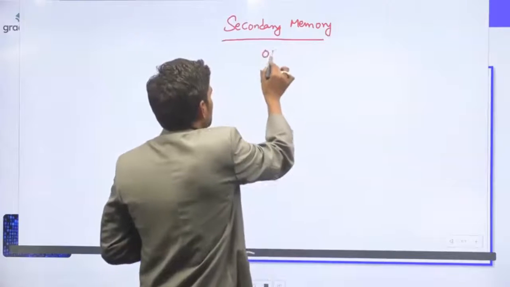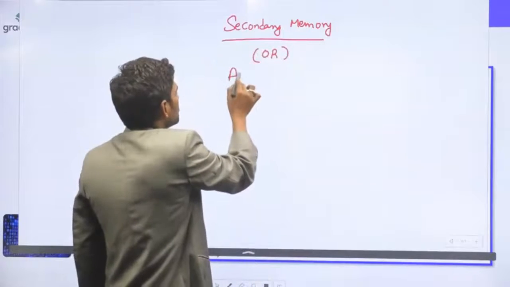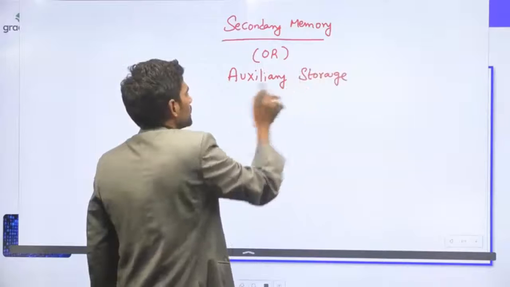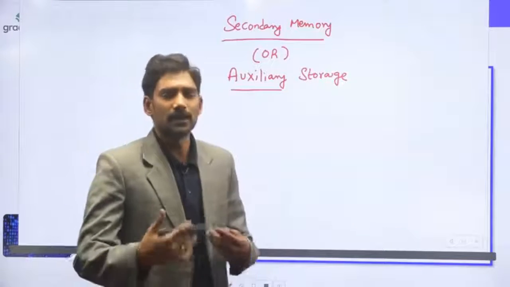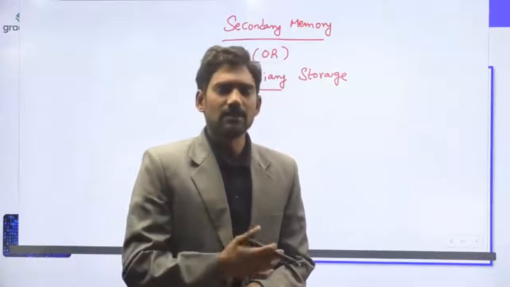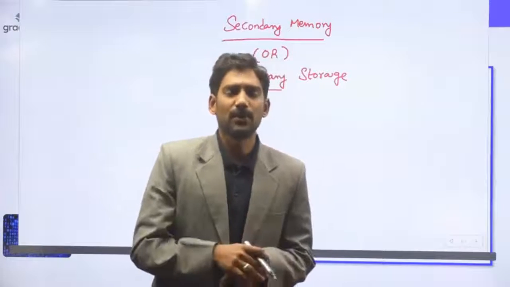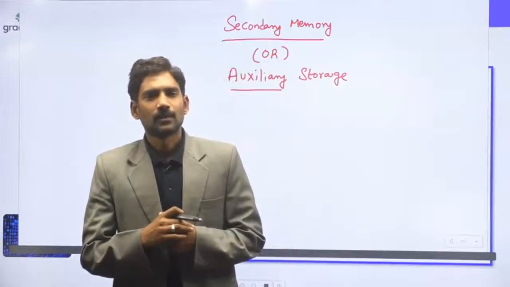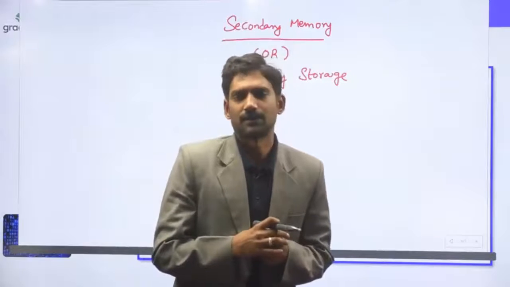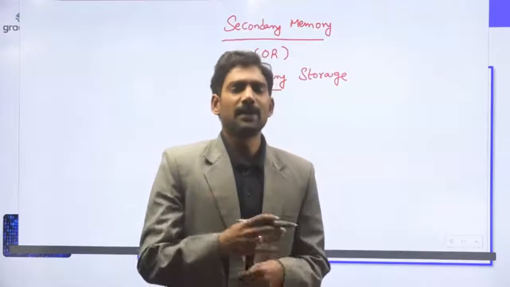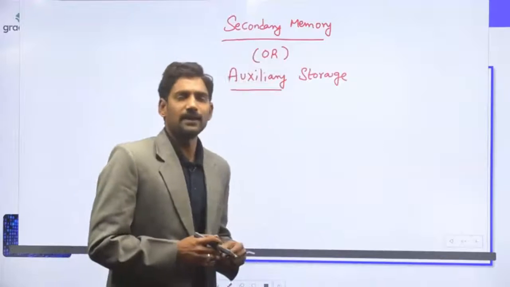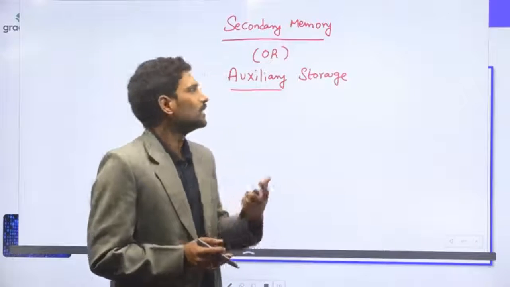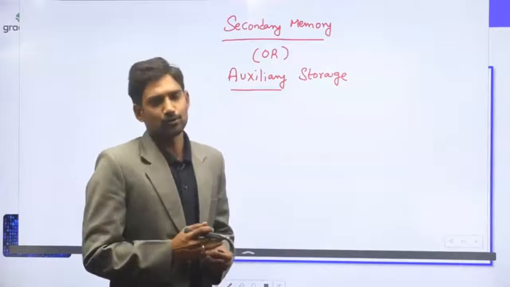And it has another name called auxiliary storage. This memory is also known as what? Auxiliary storage. Auxiliary means additional, excessive. As this is the excess memory, from processor point of view, the processor wants primary memory for its operation. That is what is sufficient for the processor to work. But than primary memory, we will be incorporating this memory as additional memory, excess memory. That is the reason why this memory is also called as auxiliary storage.